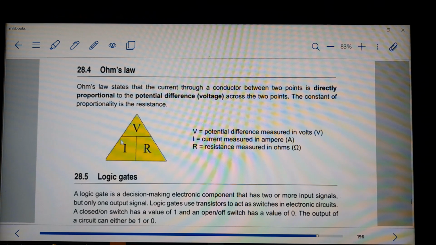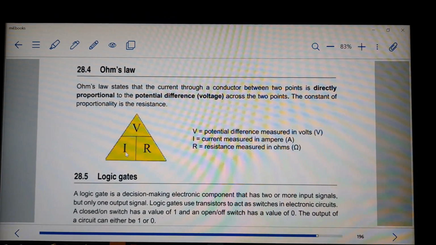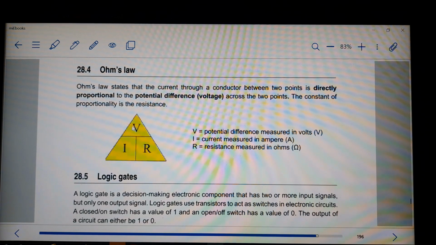And if you have to calculate a current, you hide the current, and current is equal to voltage over resistance. And if you have to calculate resistance, resistance is equal to voltage over current. You know how we use the triangle.